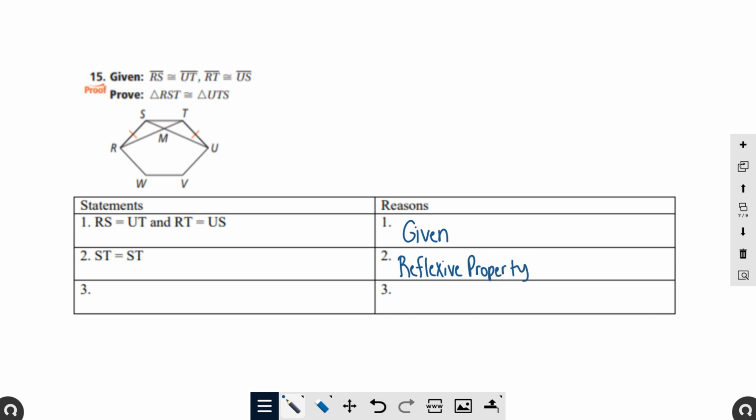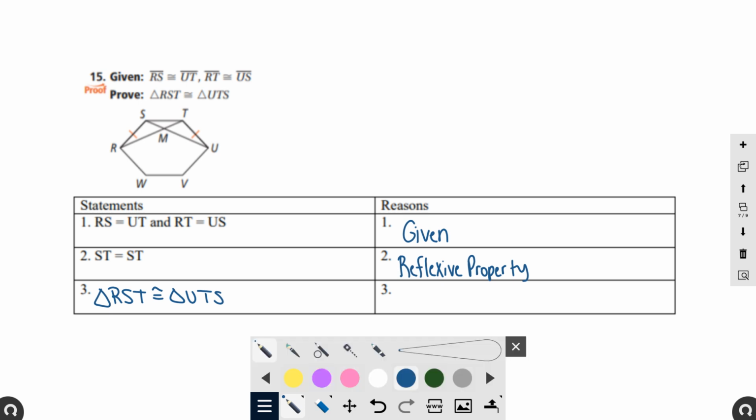Right now we really didn't even have to look at the picture, did we? Given, reflexive property. What's going in our last statement? Yeah, triangle RTS or RST is congruent to triangle UTS. Very good. Now, here's where we have to pause. We have to figure out, why are these two triangles equal to each other? In the proof, there's actually a hint, and I'll show you the hint in a minute.